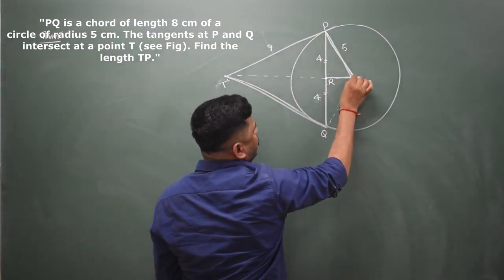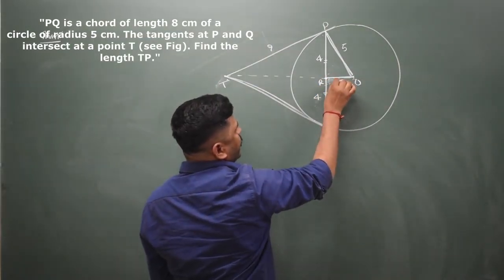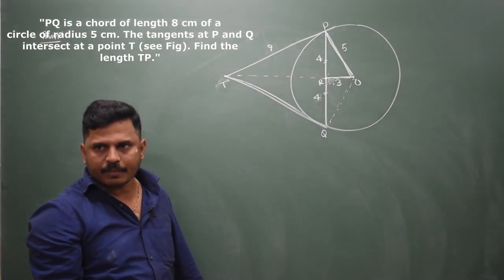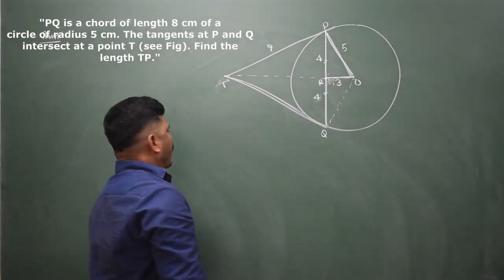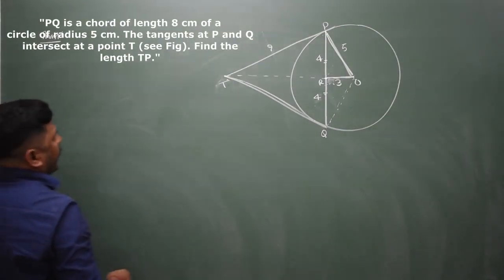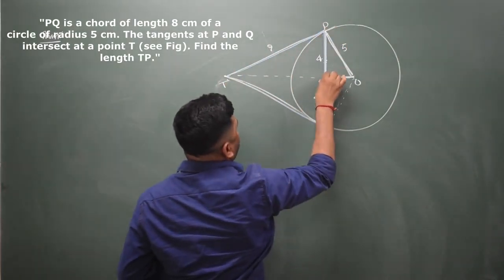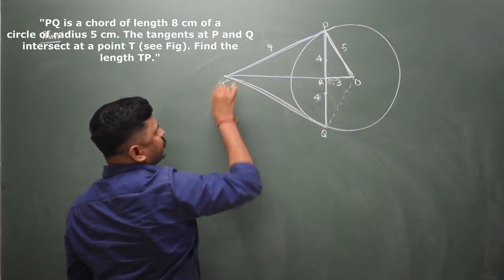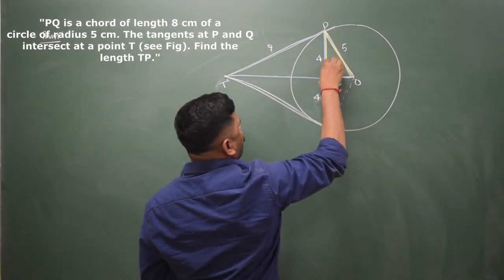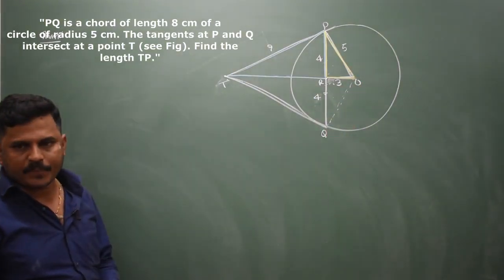What about this? Using Pythagoras theorem, I can directly say it. Is it a Pythagoras triplet of 3, 4, 5? Yes. Now I am considering two triangles. One is this triangle, and another one is this triangle.